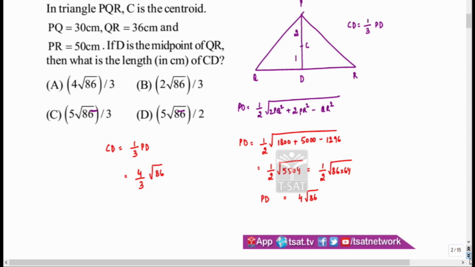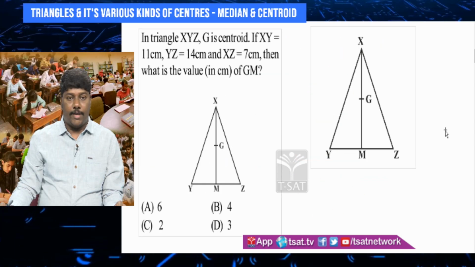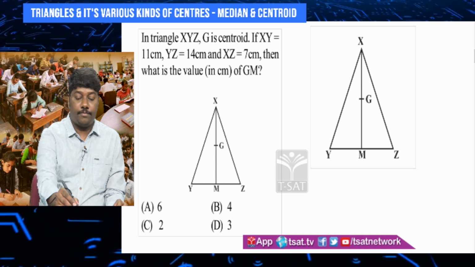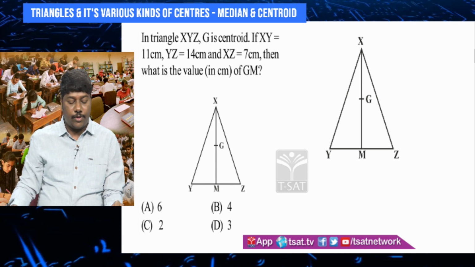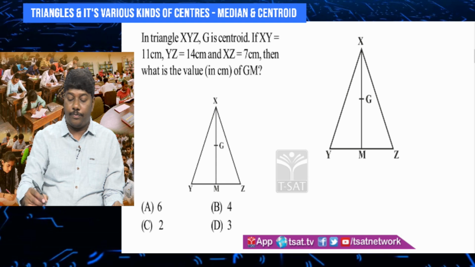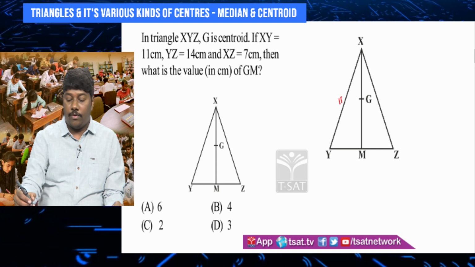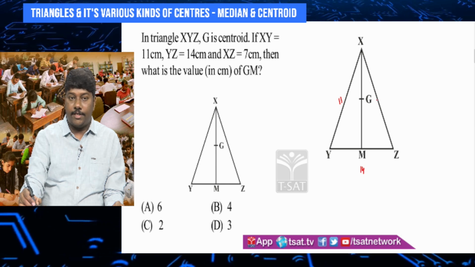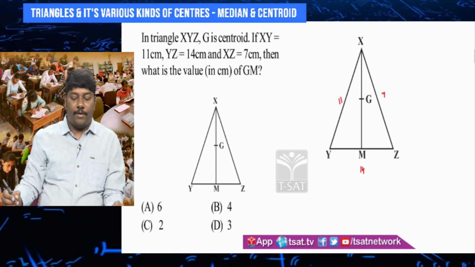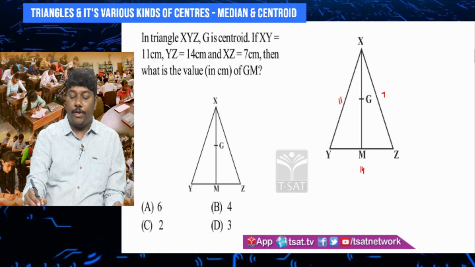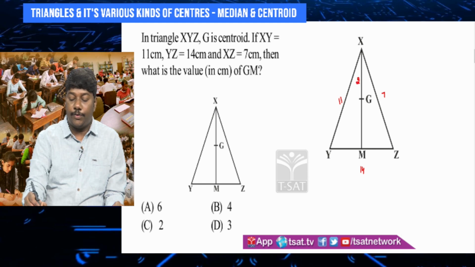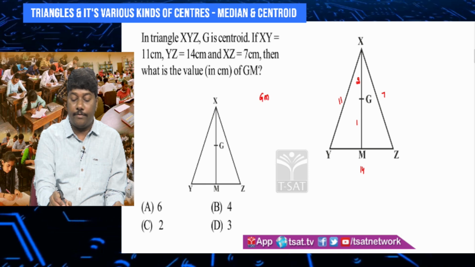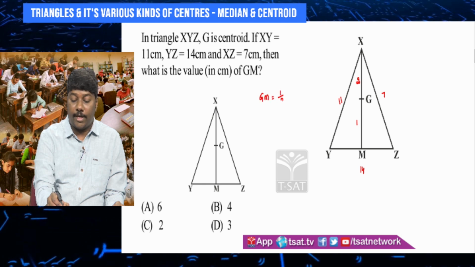Look at the next problem. In triangle XYZ, G is a centroid. It is similar to the previous one. G is a centroid. XY is equal to 11, YZ is equal to 14, ZX is equal to 7. All you have to find out is GM. We know centroid divides it in the ratio 2:1. Therefore, GM is equal to 1/3 of XM.